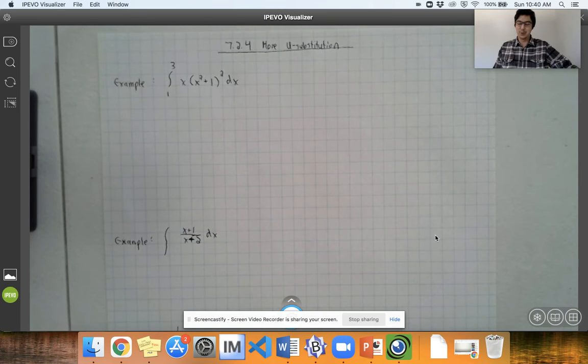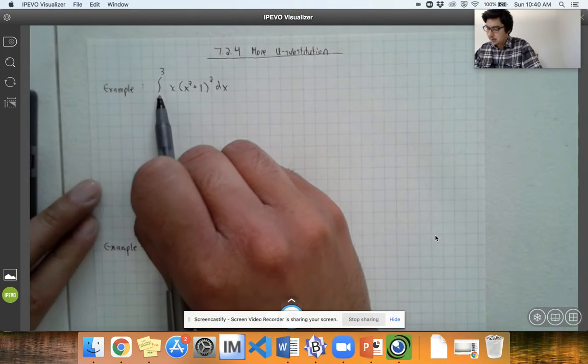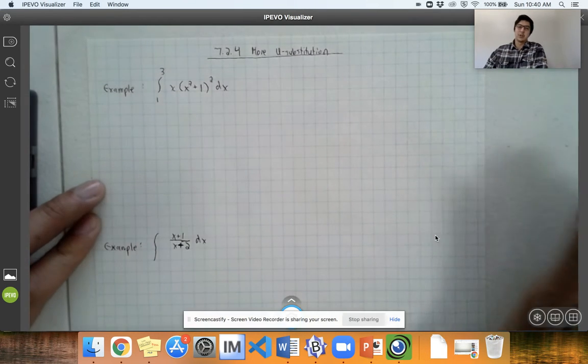More u-substitution. And we're going to look at a few more examples because now you know how to do indefinite integrals, definite integrals, and I just want to show you a few more techniques and practice with this. Okay. First one. So what's the area under the curve from 1 to 3 of this function here?